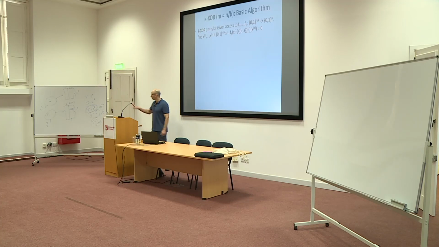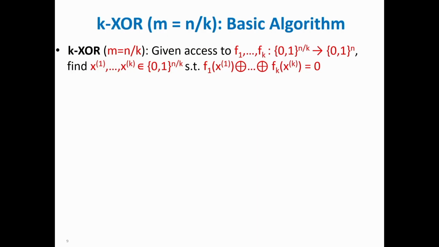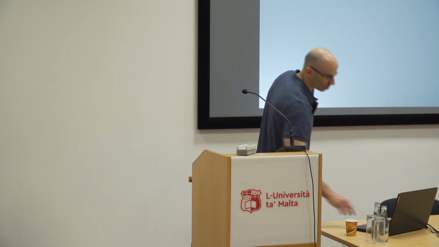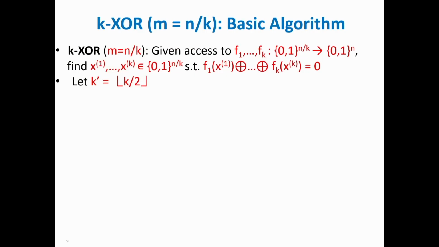Okay, so I talked about 2-XOR. Now let's generalize the algorithm for k-XOR, for k larger than 2. Again, we're talking about the single solution regime where m is equal to n over k. We'll see a variant of the basic algorithm that can be applied for any k greater or equal to 2. Let's define k prime to be k divided by 2, rounded down.